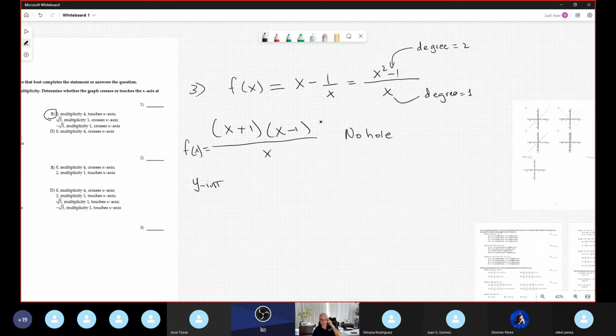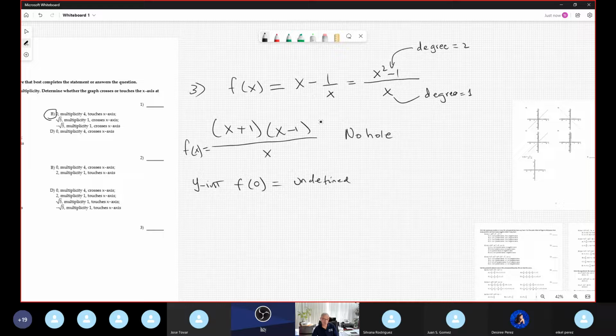Good. No hole. The next step is compute the y-intercept. The y-intercept, the formula, remember, evaluate at 0. Well, evaluate at 0 is undefined. Undefined, because it's 0 in the denominator. That means that we have something weird here in the denominator. So no, undefined is nothing. Undefined is error. Therefore, y-intercept does not exist.